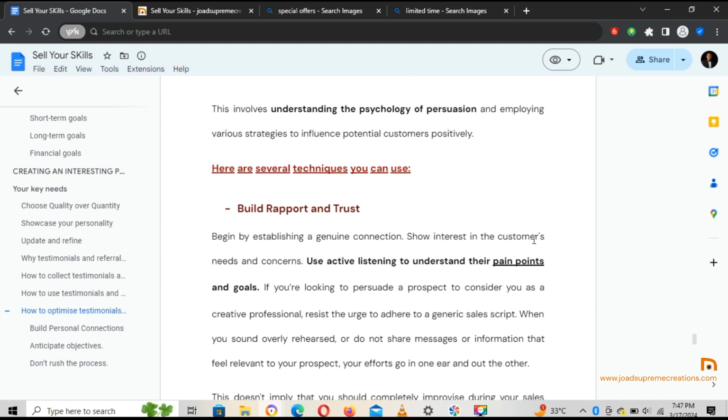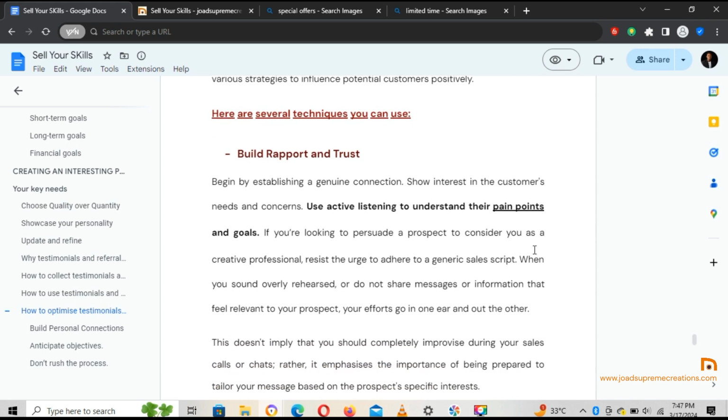Now, here are several techniques that you can use. Number one, you build rapport. That's the number one thing. So begin by establishing a genuine connection. Show interest in the customer's needs and concerns. Use active listening to understand their pain points and goals. Just make sure you are following along carefully.